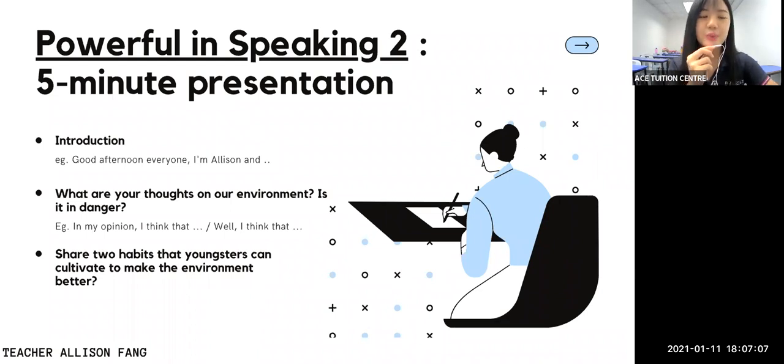Number 7, this one was accumulated by some of the sharers. They didn't say things like in my opinion, they say things like, personally I feel like the environment is like this, like this. Very good. And number 8, okay, also be more specific.